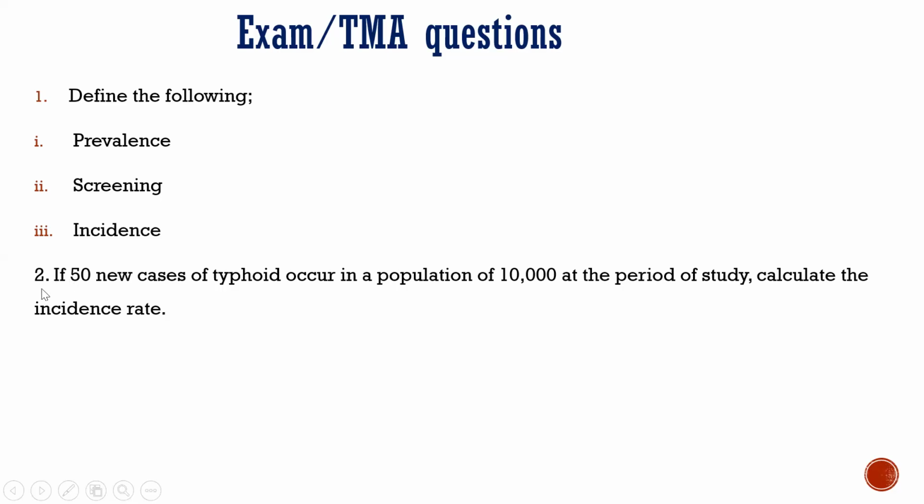Number two, we have a calculation. If 15 new cases of typhoid occurred in a population of 10,000 at the period of study, calculate the incidence rate. I've explained this, and if you followed through the class, this is going to be like a bonus, very easy to answer. So just solve it quickly and let me know your answer in the comment section. I'm going to check it and tell you whether you got it.